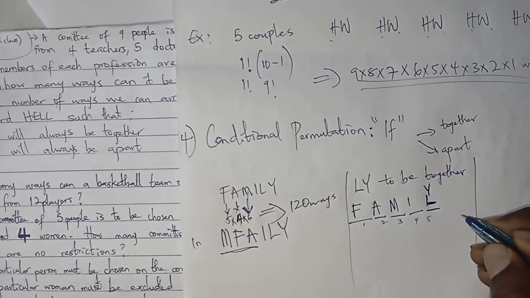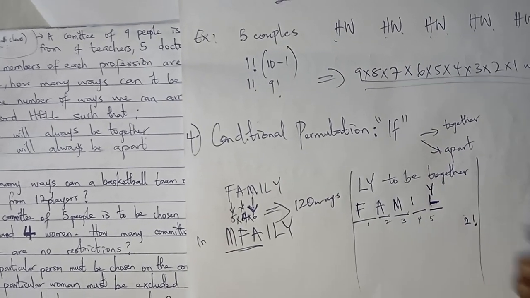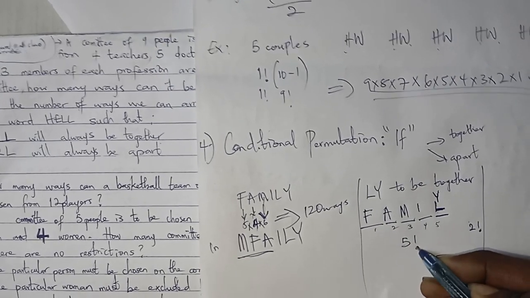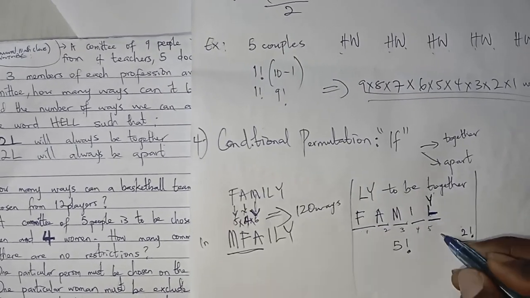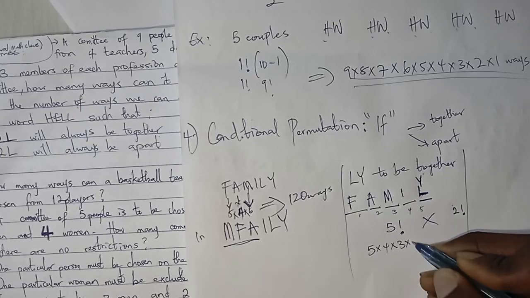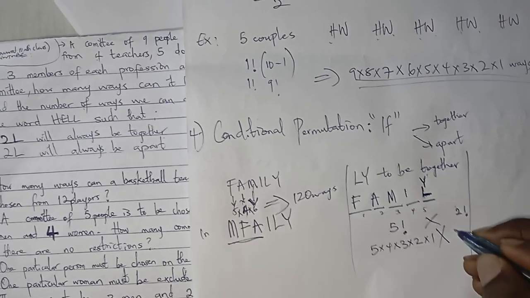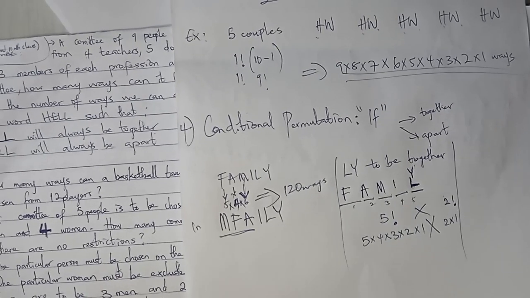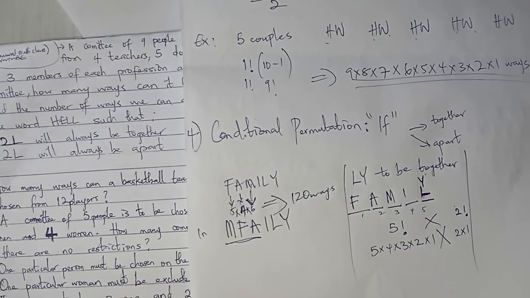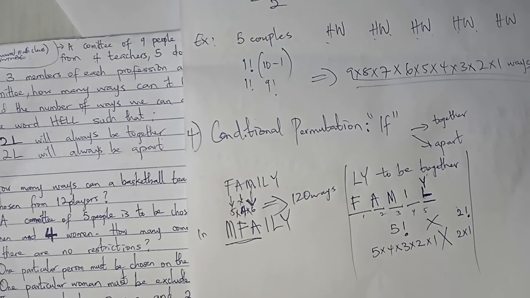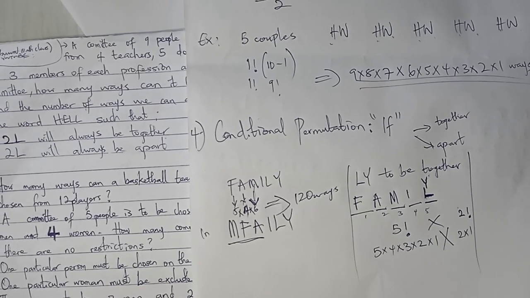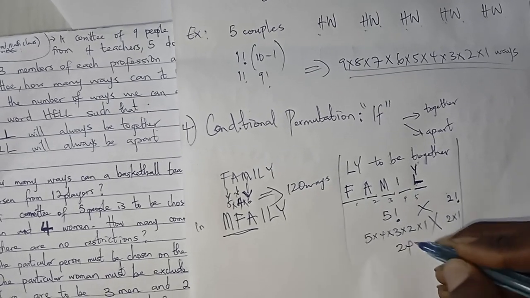So which means that L and Y on their own can also occur in two ways. So I will now say everything here, as I've arranged them to be together, it gave me 5 factorial. But the things I arranged together can occur in two ways. So it's simply 5 factorial times 2 factorial, which is the same thing as saying 5 times 4 times 3 times 2 times 1 times 2 times 1. So by the time you get the answer, this is the arrangement when they must be together. So you now have 5 times 4 times 3 times 2 times 2. So 240 ways.